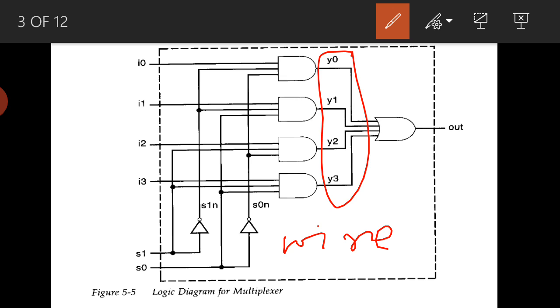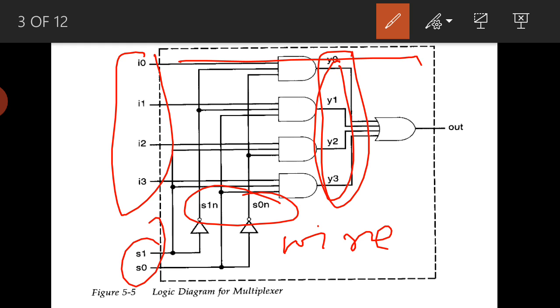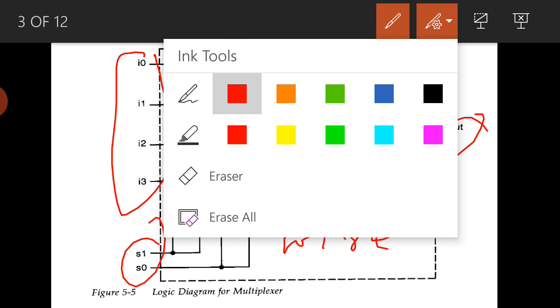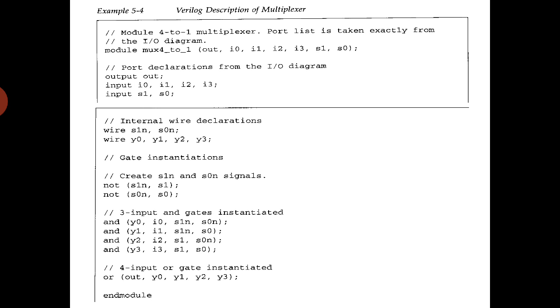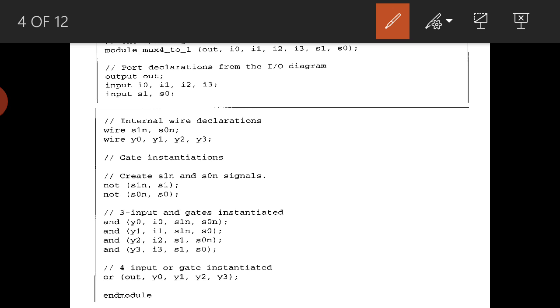As we said earlier while explaining data type wire, wire will be used to declare the intermediate signals. So in this circuit, Y0 to Y3 are intermediate signals, and S1n and S0n are intermediate as well, and these are inputs and this is output. So while writing the code, the internal signals, that is S1n and S0n and Y0, Y1, Y2, Y3, all these things we must declare as wire.